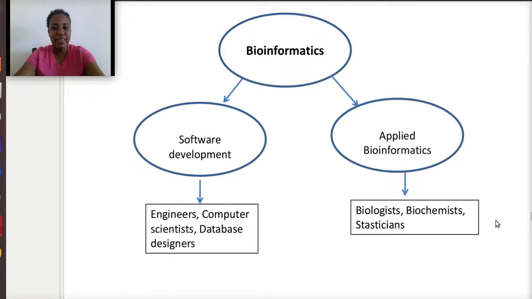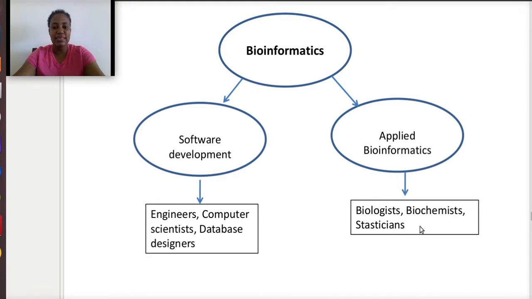You see where the data scientist lies? The software development, so that biologists, biochemists, statisticians can apply them. The engineers, computer scientists, and database designers are the ones dealing with the software development. So our work as data scientists is not to answer those biological questions, okay? Our work mainly lies here, okay?